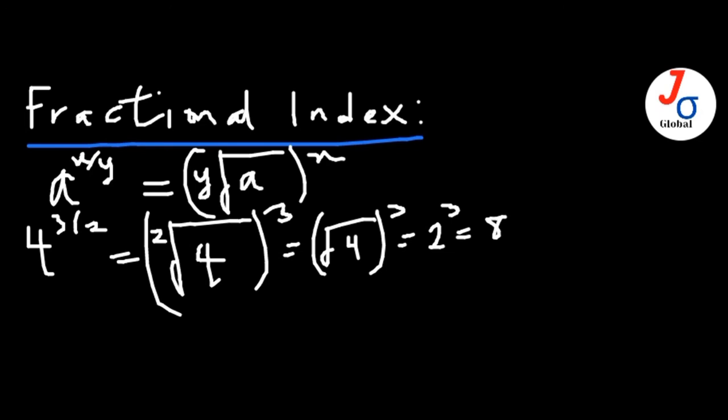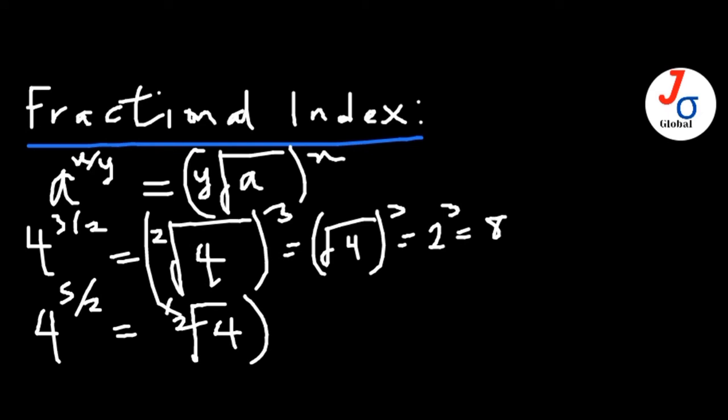Let's take another example. 4 to the power of 5 over 2. So that one becomes the square root of 4, all raised to the power of 5. So it's the denominator of the fraction that becomes the root. So you have the square root of 4 is 2, raised to the power of 5, and that's 32.